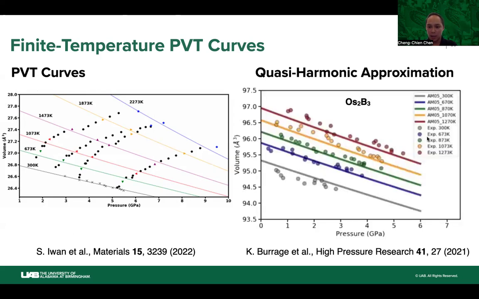In the literature, a lot of people have utilized the so-called quasi-harmonic approximation to simulate these finite temperature PVT curves. This is a paper from our experimental collaboration with Professor Barbara's group, on OsB2. The colored balls are experimental data, and the solid lines are our theory calculations based on the AM05 DFT functional with quasi-harmonic approximations. In these approximations, the volume is allowed to change as a function of temperature, but we assume that the harmonic approximation for the phonon modes remains valid.